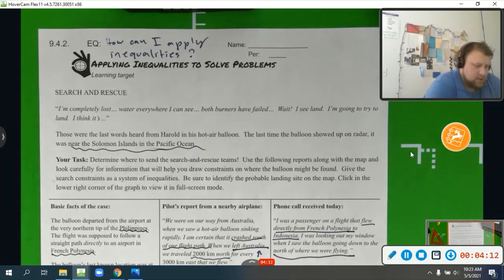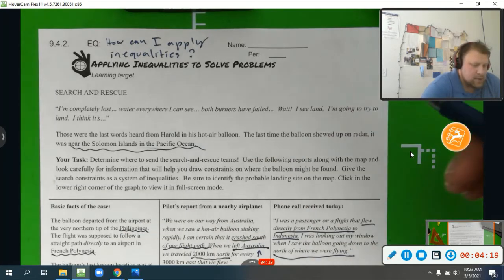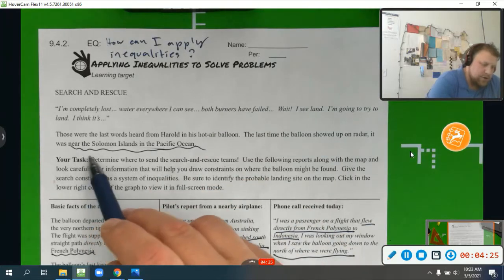I'm completely lost, water everywhere I can see. Both burners have failed. Wait, I see land. I'm going to try to land. I think it's... Those were the last words heard from Harold and his hot air balloon. The last time the balloon showed up on radar, it was near the Solomon Islands in the Pacific Ocean.